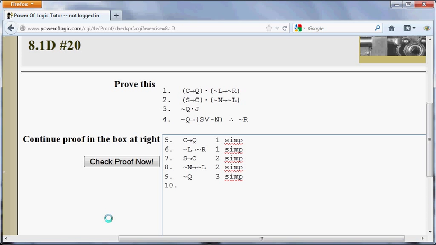If I look at what I have on line 9, I see that it's the antecedent of line 4. Line 4 is a conditional whose antecedent is not Q, and that's on line 9. So I could use modus ponens with 4 and 9 to get S or not N. Again, that's 4 comma 9, MP, modus ponens.